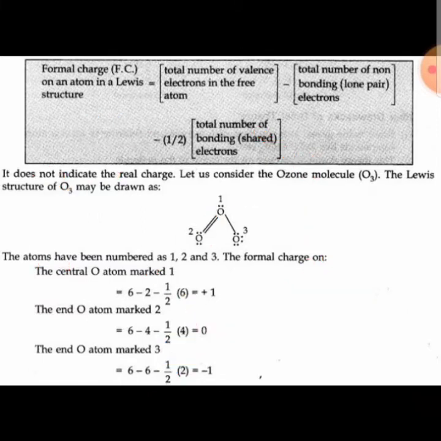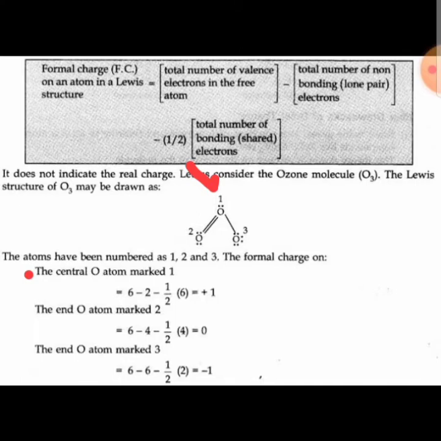Now in this ozone, we are going to calculate the formal charge on each and every oxygen atom. The atoms have been numbered as 1, 2 and 3. Let us find out the formal charge on the central oxygen atom marked 1.